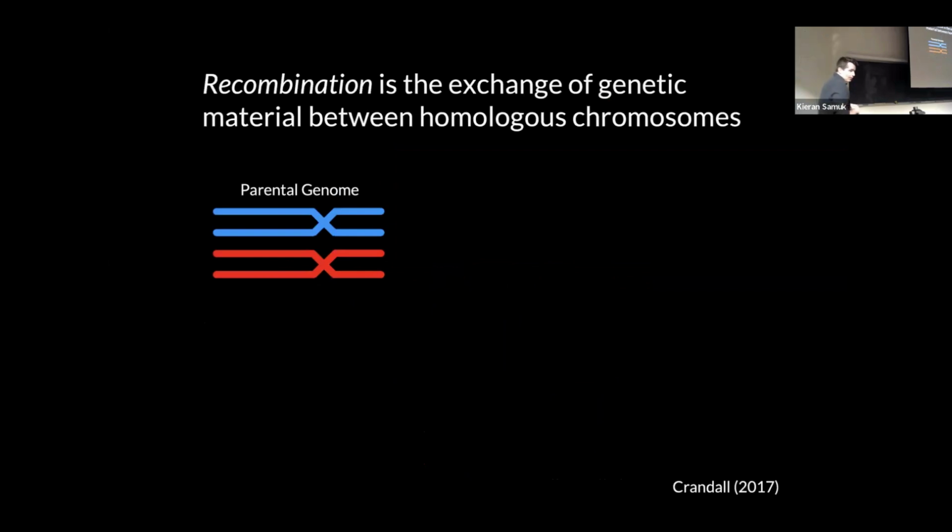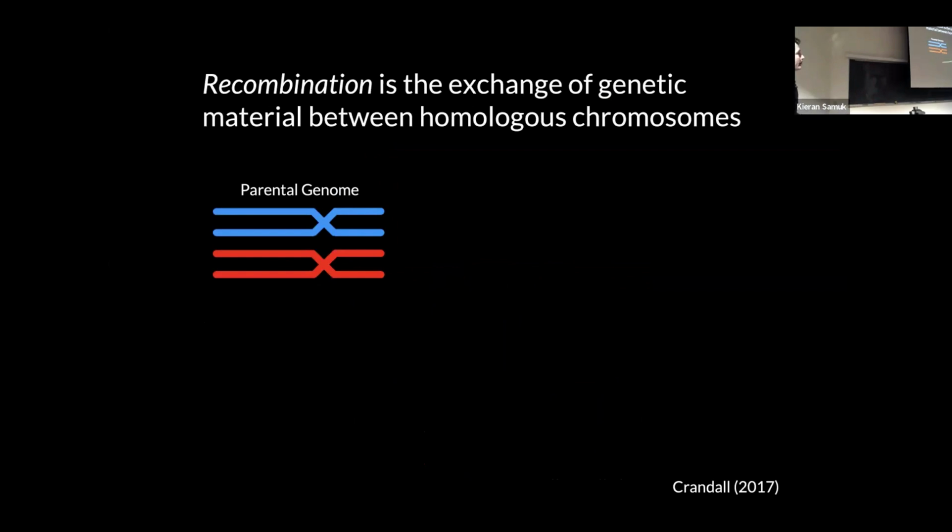Okay, so recombination in general is the exchange of genetic material between homologous chromosomes. So the form of recombination I'm going to be really focusing on today is crossing over. There's other types of recombination. Gene conversion is another one. We won't be talking about those today, but I'll basically be using crossing over and recombination synonymously here.